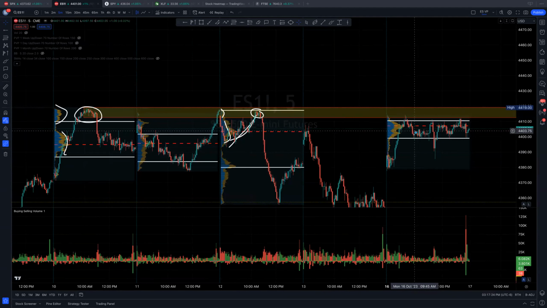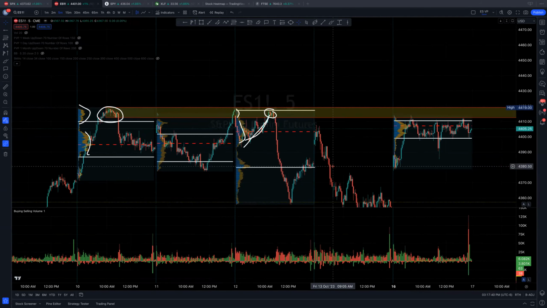So this is why I was not expecting a significant move up, even though we had a liquidity sweep to retest this high. But you can see how we had some pretty nasty rejections from this area. It's all from looking at the volume profile.